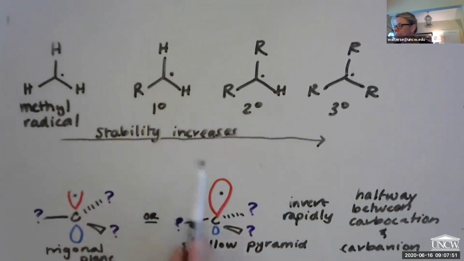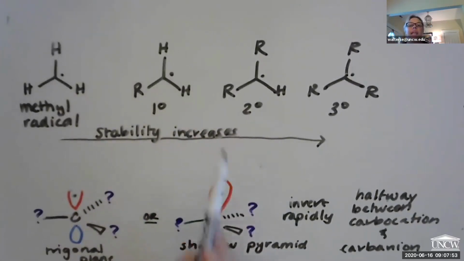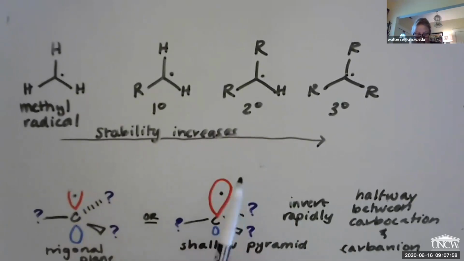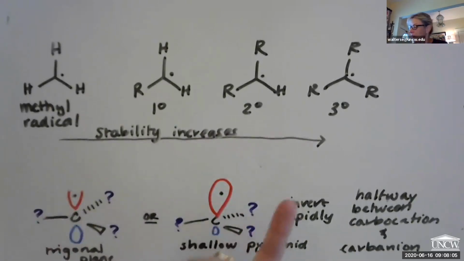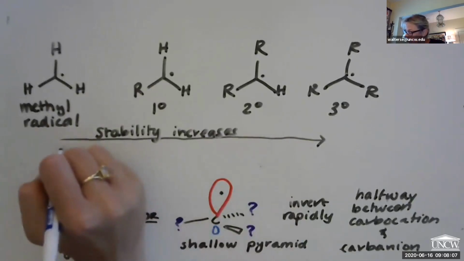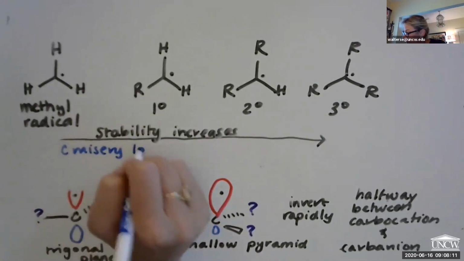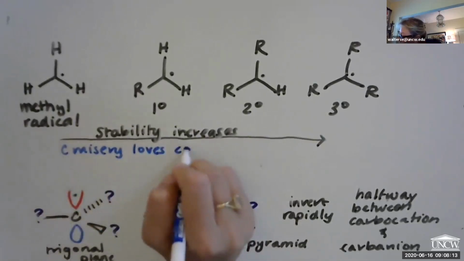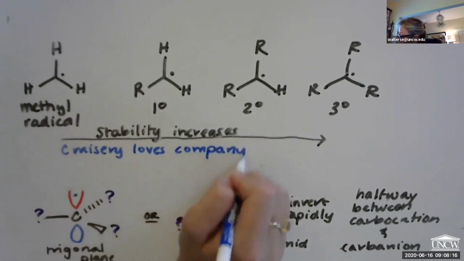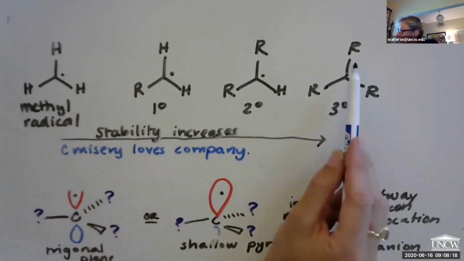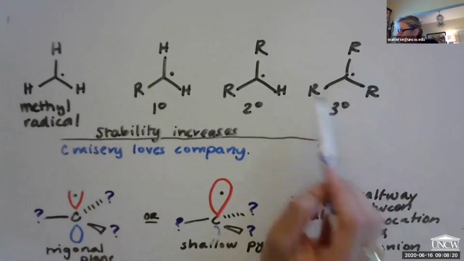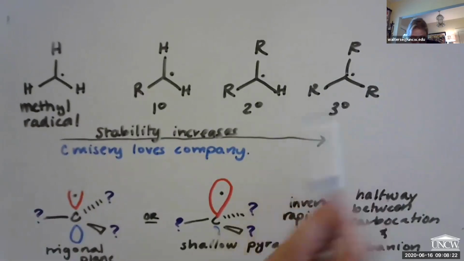Now, the theory behind this is in molecular orbital theory with, again, this idea of hyperconjugation. But the best way to consider this for both the radical and for the carbocation is that you could just say carbon misery loves company. So the more R groups you have to support the carbon with the radical, the more stable the system would be.